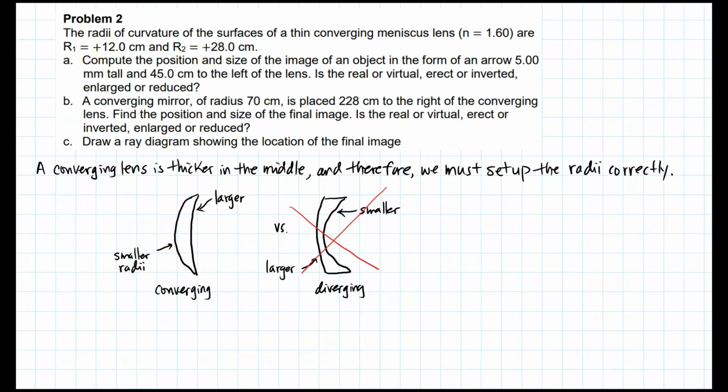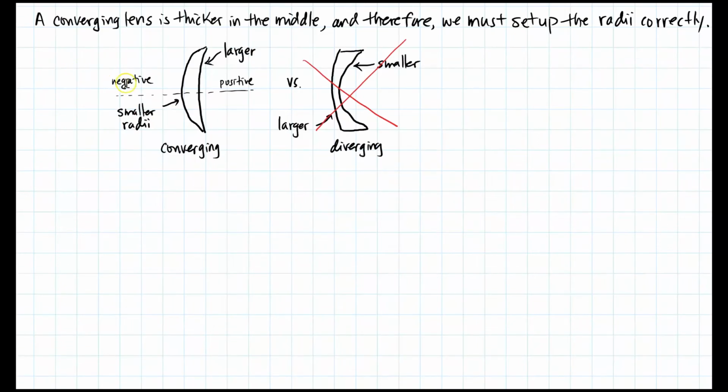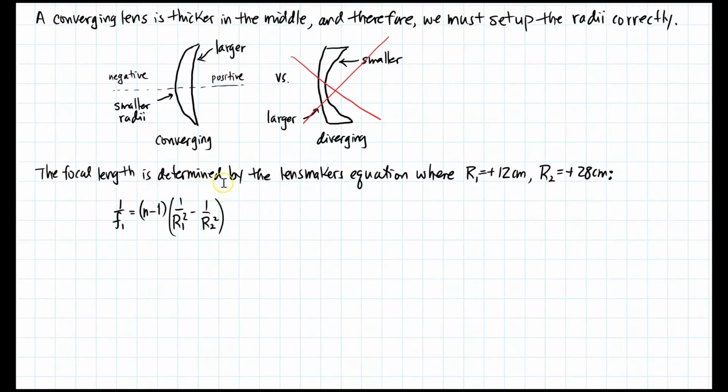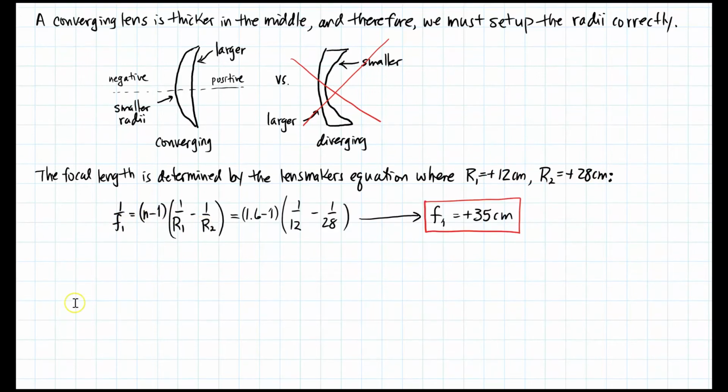Let's calculate the focal length. The left of the lens is negative, to the right of the lens is positive. Focal length is determined by the lens maker equation, where R1 is positive 12 centimeters, R2 is positive 28 centimeters. So I'll get 1 over the focal length, gives me this. I had R squared terms here, which is incorrect. That's correct now. So then I plug in my values and I get a focal length of 35 centimeters.